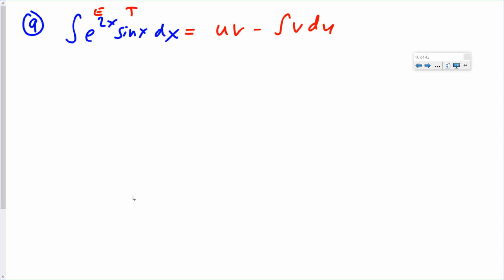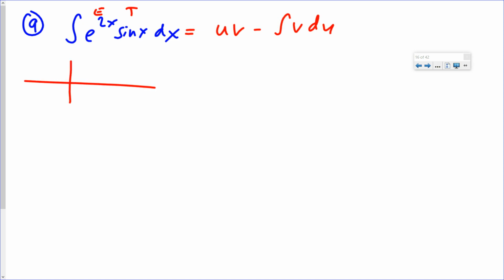The integral of e^(2x) sine x. Are there limits on this problem? Okay. All right. So if I were doing this problem, I can see that it's an ET problem. You guys good with that? Okay. So ET needs to go home. Okay, so I know this is a uv minus integral of v du.